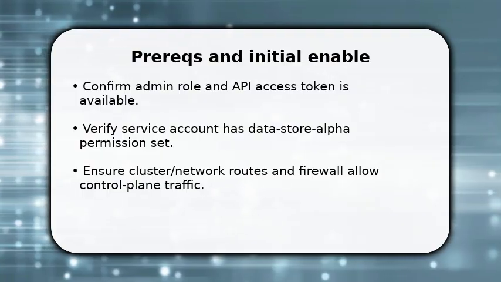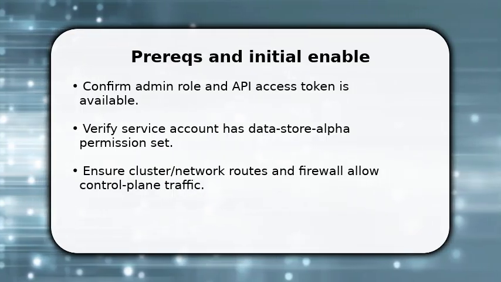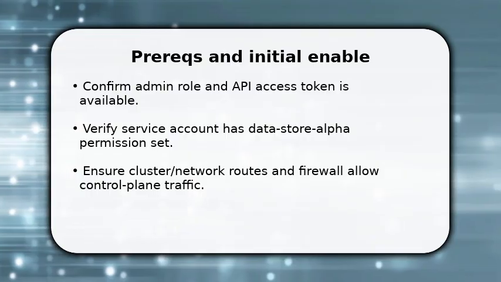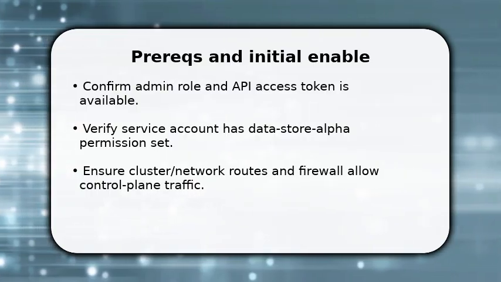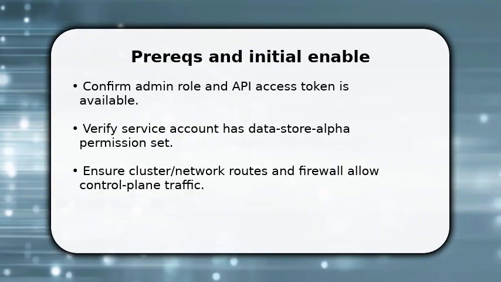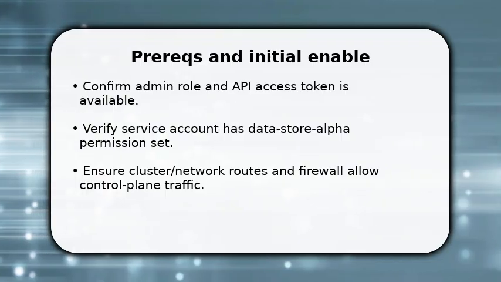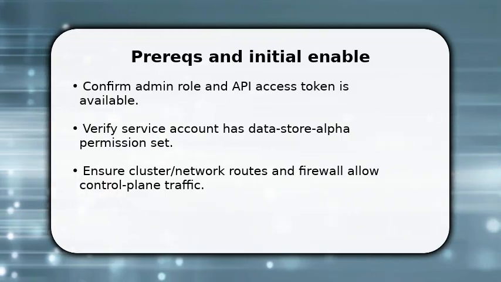You start by confirming prerequisites. You must have an admin role, a valid API token, and a service account with the Data Store Alpha permission. Once confirmed, open the Management Console or CLI you use for control plane changes. Enter the environment identifier and attach the token. This authenticates you and prevents later permission errors.